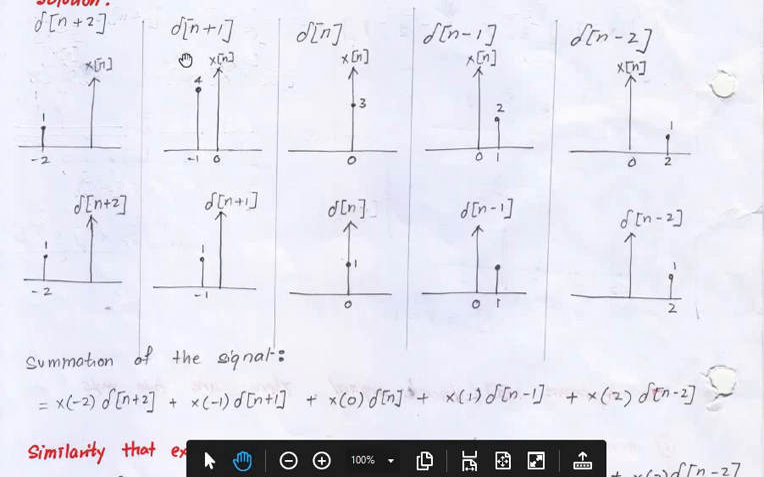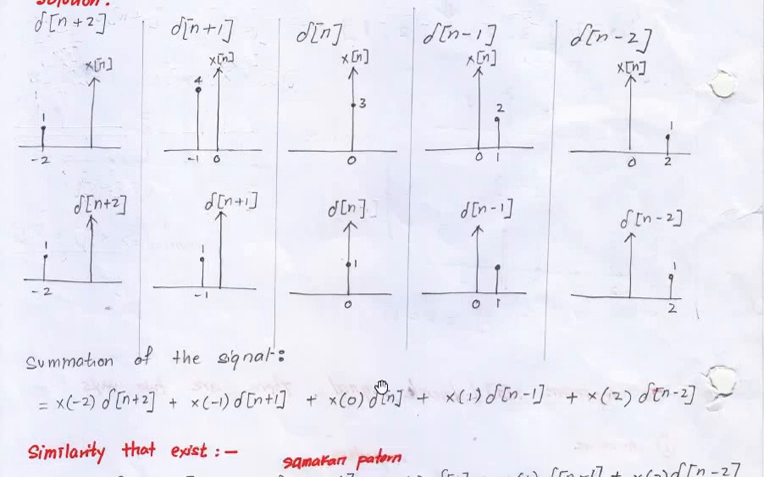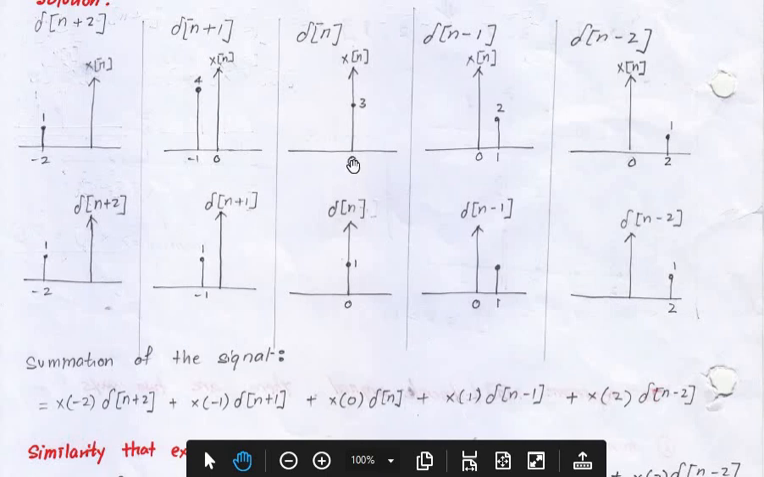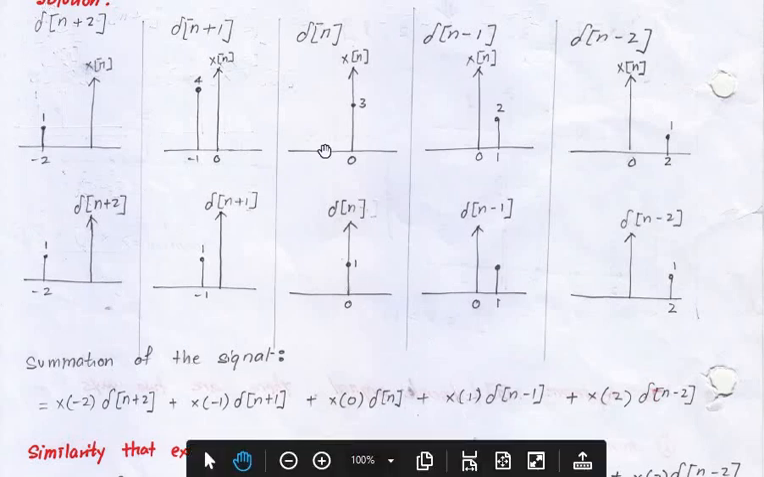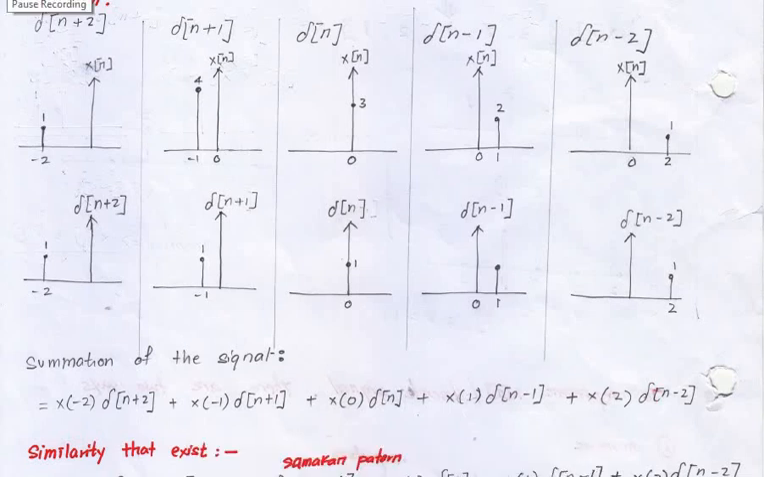And then plus x negative 1 times delta n plus 1, and then x0 times delta n, plus x1, where the location is 1, multiplied with delta n minus 1, so n also equal to 1. For this one, x2, x at location number 2, multiplied with delta n minus 2. This is the summation of the signal just in the location form, but not in the value form. Let's look at another example.